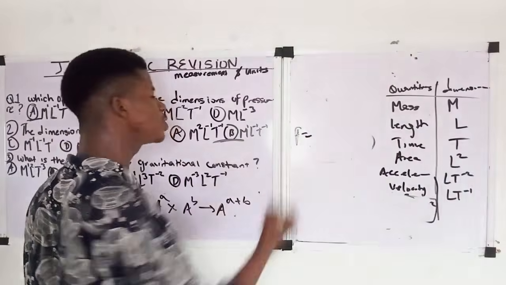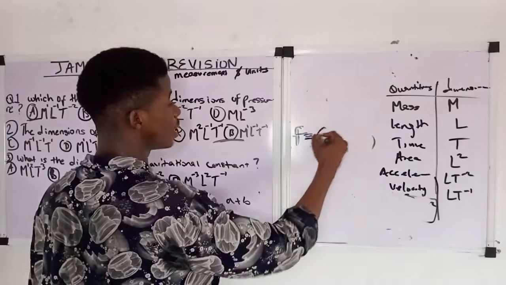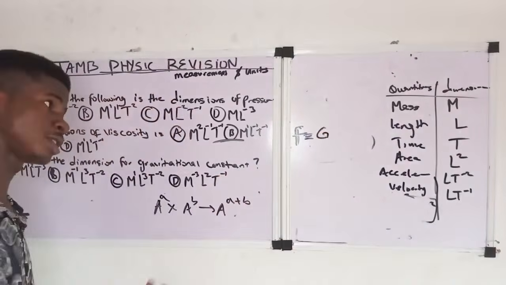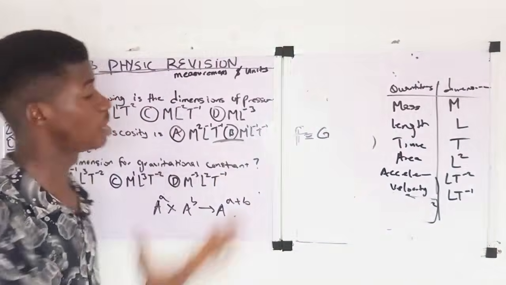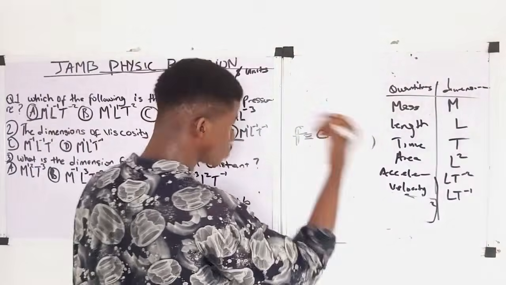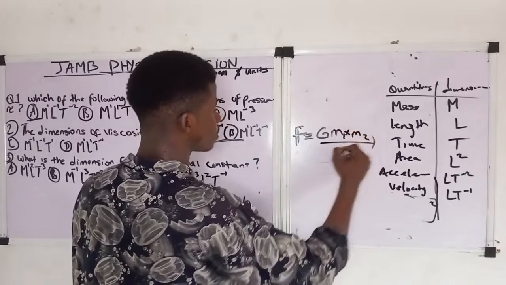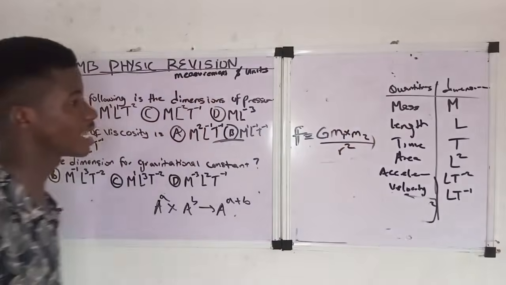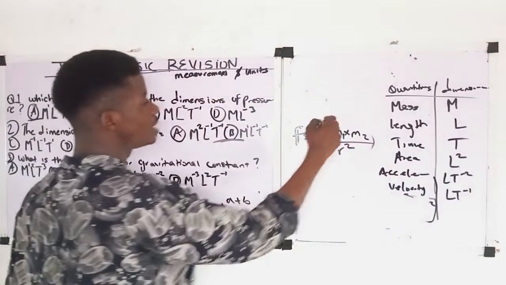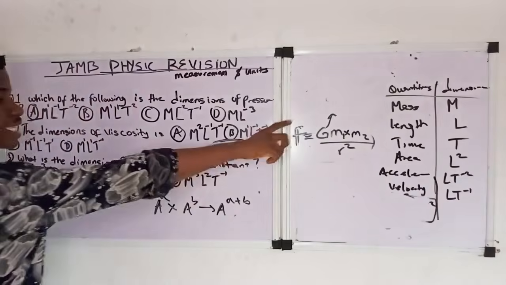Remember, according to Newton's law of universal gravitation, the force of attraction between two objects is directly proportional to the product of their masses, right? And inversely proportional to the square of their distance apart, right? Yes. So this G here is known as the gravitational constant. So that is what they are telling us to look for.